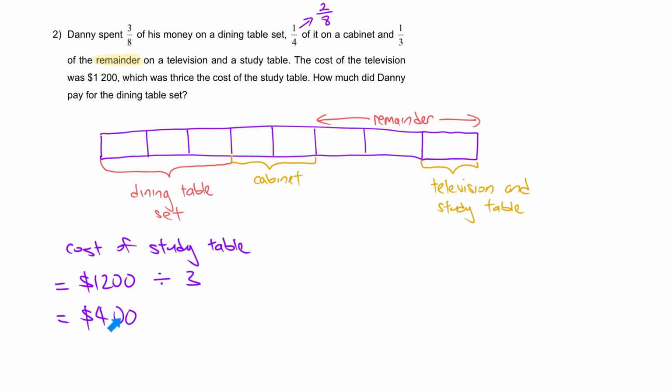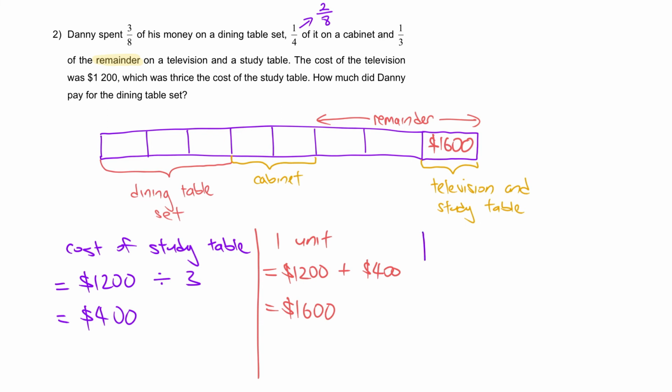So this is 400. Right now, what can we say about this? Television is 1,200. Study table is 400. So what is 1 unit? Okay, 1 unit will be 1,200 plus the 400. So it's 1,600. Per unit is $1,600. So every single unit here, $1,600. Let's move on to the answer.